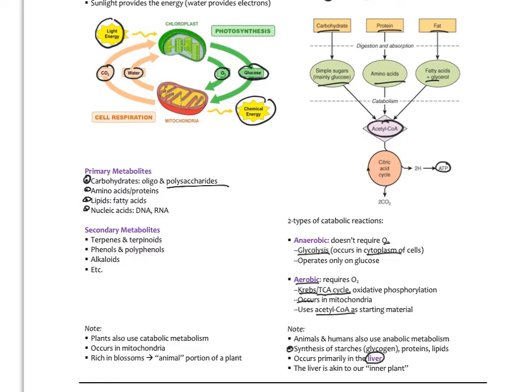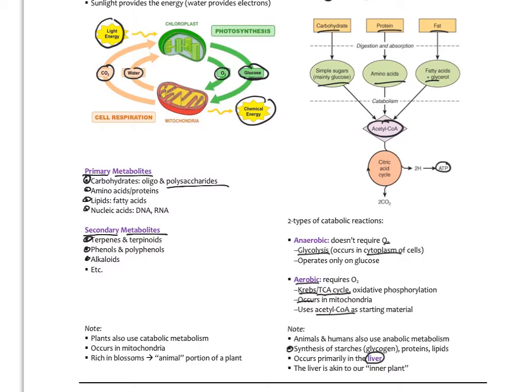These are called primary metabolites because pretty much all plants across all the different species and genera make these metabolites. So they're not specific to individual plant families. Now, specific plant families have specific enzyme systems, and they can manufacture various secondary metabolites. That would include things like terpenes and terpenoids, phenols and polyphenols, alkaloids, glucosinolates, cyanogenic compounds, etc. These secondary metabolites are what we use in plant medicine primarily as our different plant constituents.